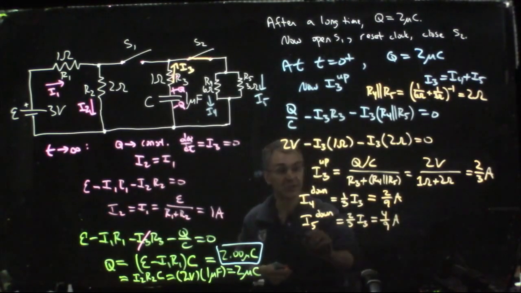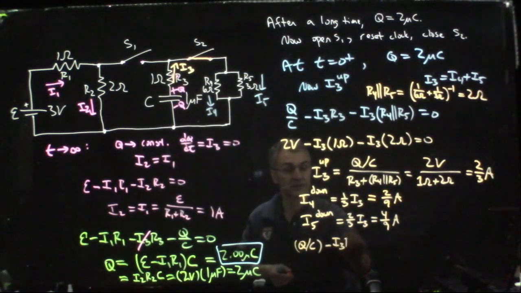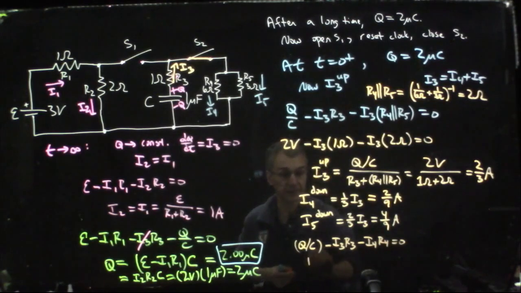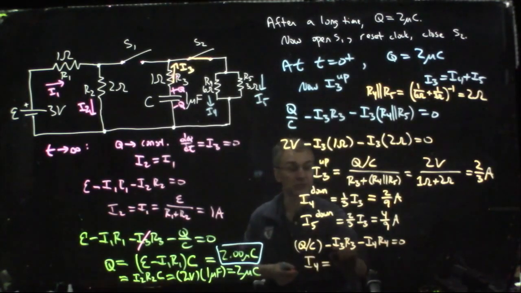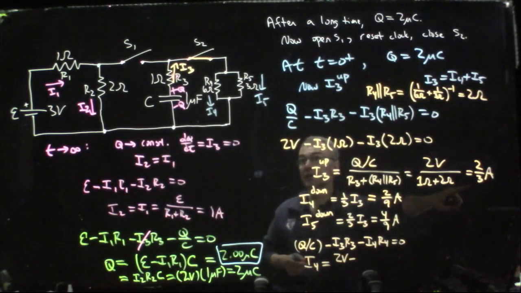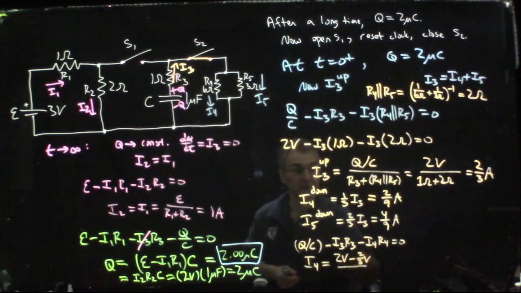Another way to do that is you can say Q over C minus I3 R3 minus I4 R4 equals 0. If you wanted to do that just to get I4, that would get you I4 equals, Q over C was 2 volts, and then I3 was 2/3 of an amp, times R3 is 1 ohm. That would be 2/3 of a volt. And then we could divide by R4, which is 6 ohms.